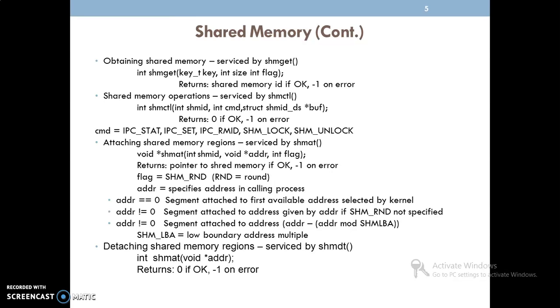Here the key value is usually a path name that has been provided. We discussed this in the beginning with respect to the XSI IPC concept. Then we mention the size, how much memory we require. The flag value is again with respect to whether we need to access a particular memory or not.